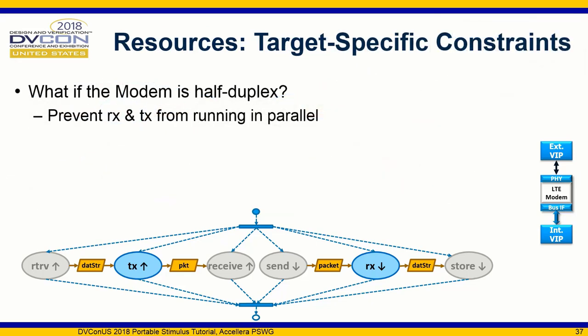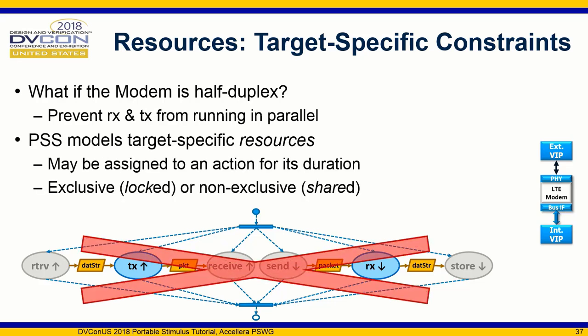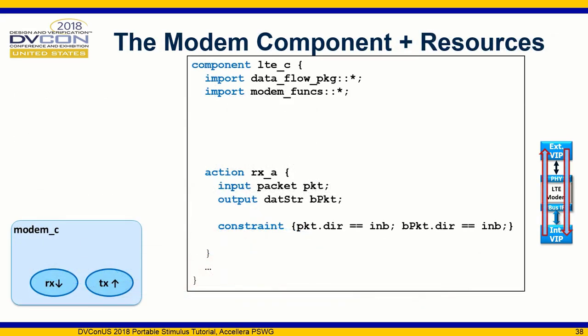Now, what if my modem is only half duplex? I can't do a receive and a transmit in parallel. How do I tell the tool that? Well, PSS allows us to model target-specific resources. What are the things in the system that I have to play with? We can define them as either exclusive resources, so they can be locked, or non-exclusive, so they can be shared. In this case, the modem itself is a resource. I've only got one. It can either receive or transmit, but not both at the same time.